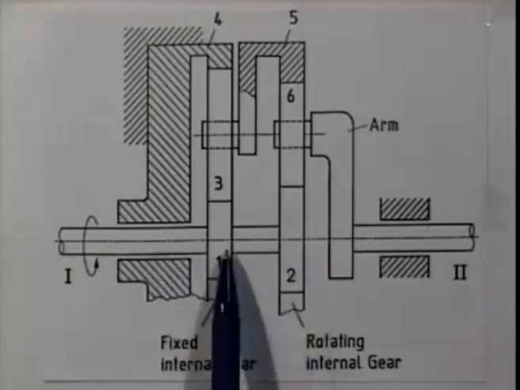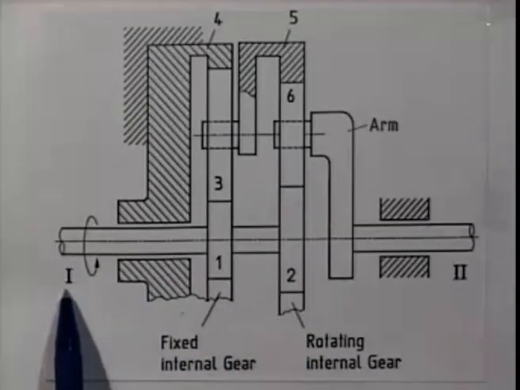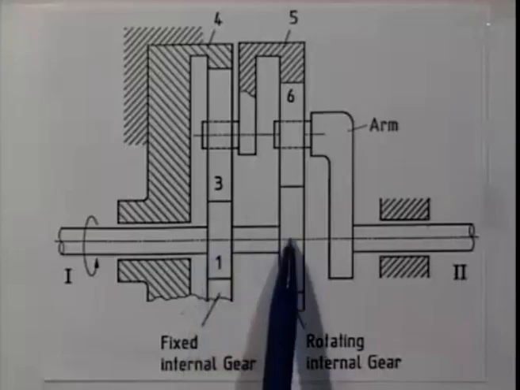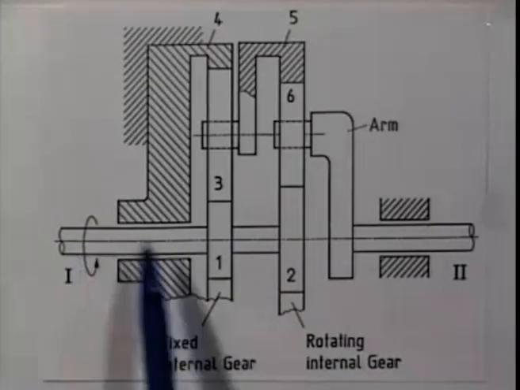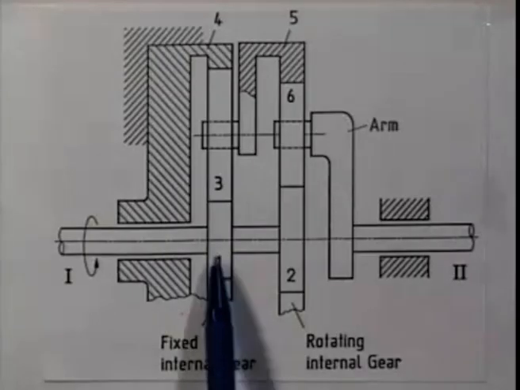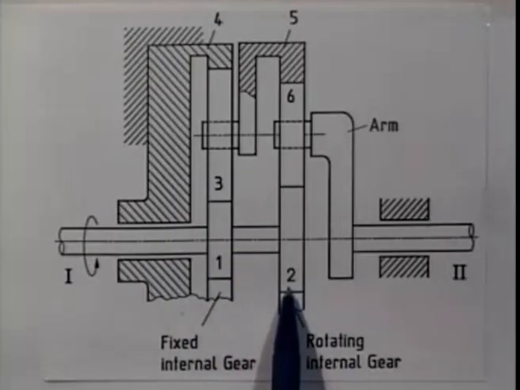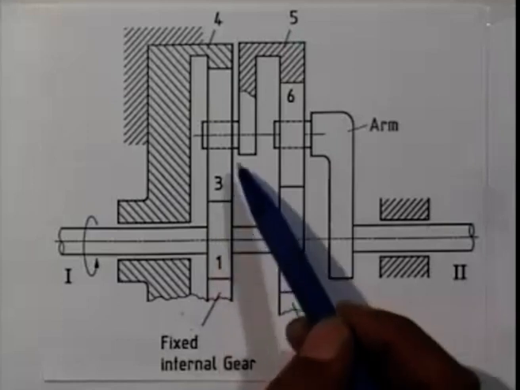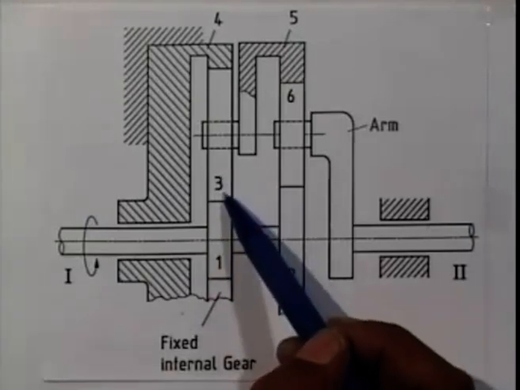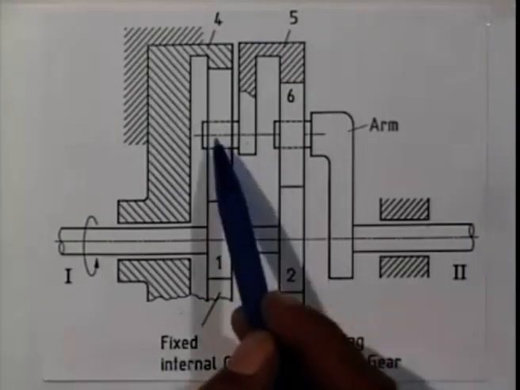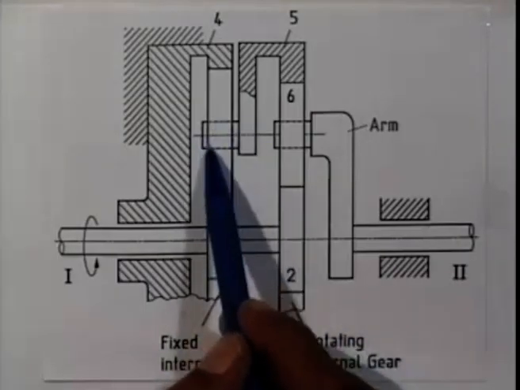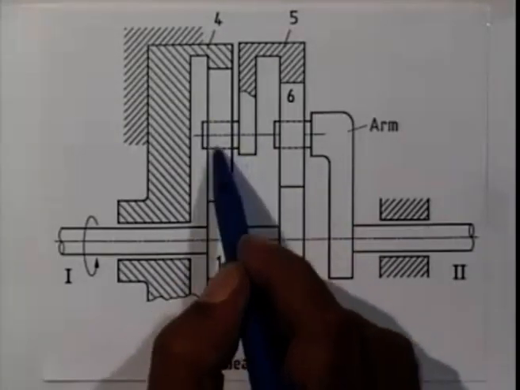This is an epicyclic gear train where the input shaft 1 is connected to this compound gear 1 and 2. That is, the speed of this shaft is the same as that of gear 1 and gear 2. Gear 1 is connected to this planet gear, gear 3. Gear 3 is carried by this arm. That means there is a revolute pair here.